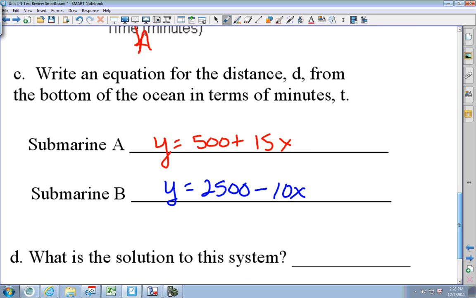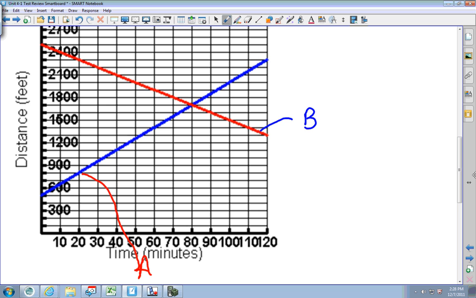Then they said, what is the solution? The solution is this point right here, which is 80 and, let's try and read this, going over 15, 16, 1,700. All right, so let me see if I can drag this down here. Oh, the point's going to come with me, but that's okay.